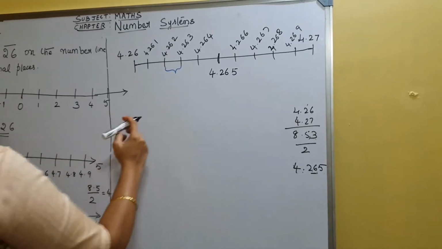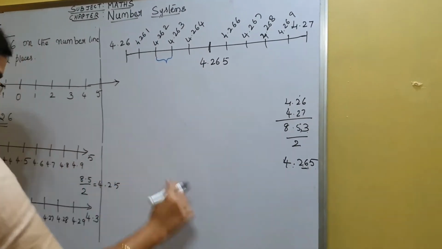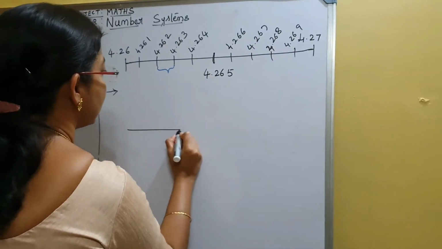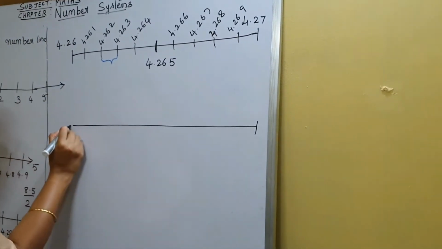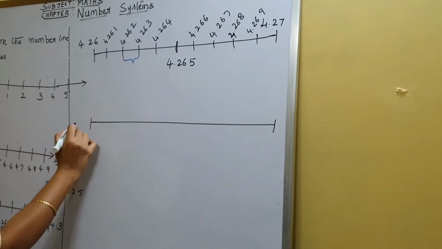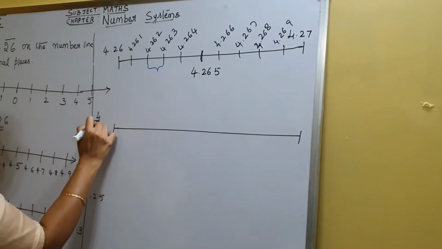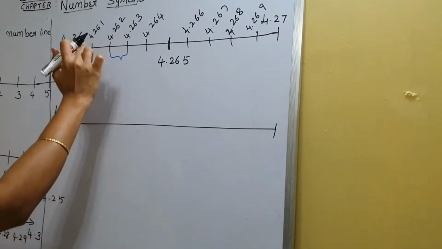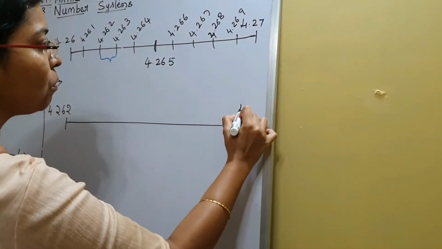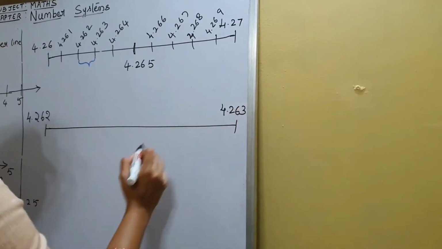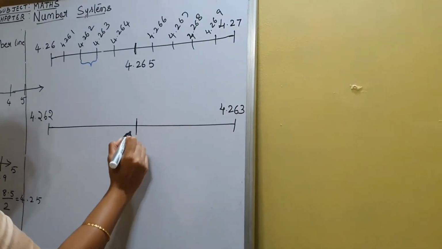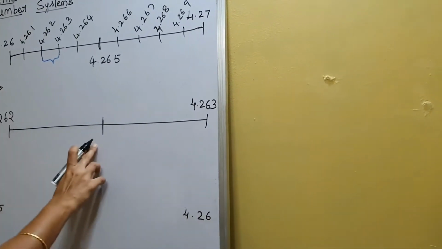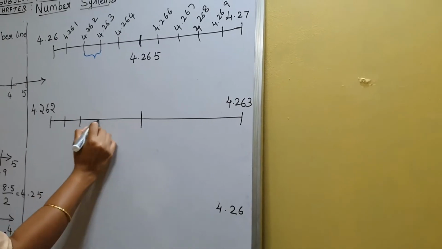So now the next number line will have the limits 4.262, here on the left hand side, and on the right hand side 4.263. What is the midpoint here? 4 point... draw 4 markings.